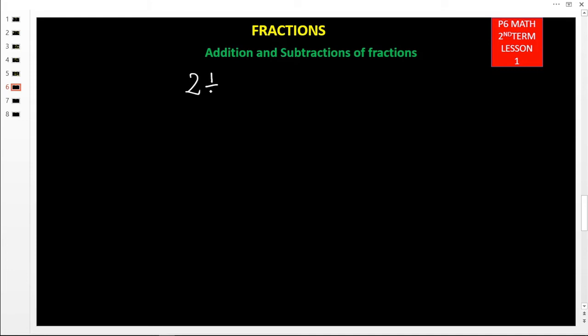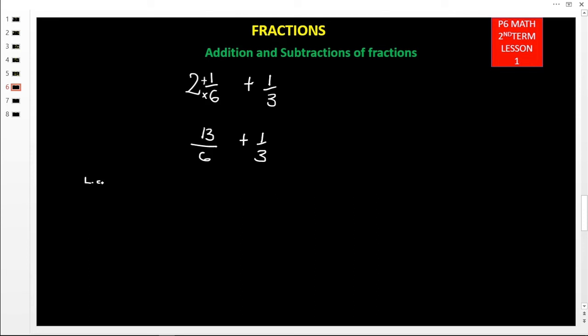2 and a 60th plus a third. Now when you look at that one, here we have a whole number, but this one is not a whole. So the other method I've told you will not apply, that method of first adding the whole numbers. Here we have to first change this into an improper fraction: 2 times 6, that is 12, plus that one, it is 13 out of 6, then plus a third.